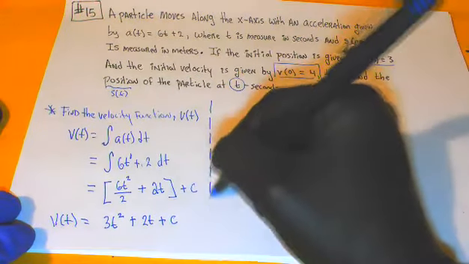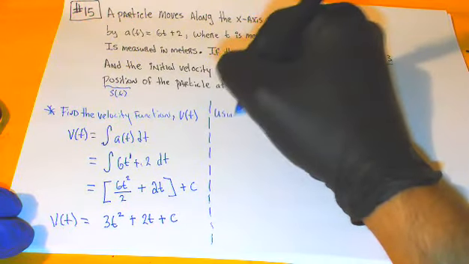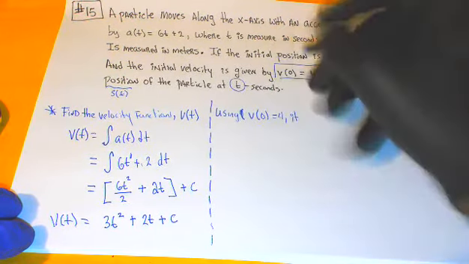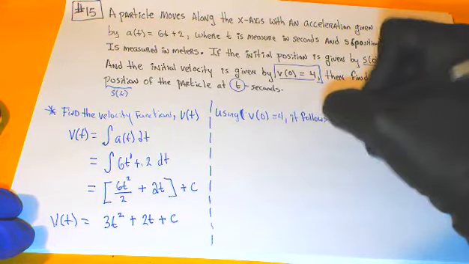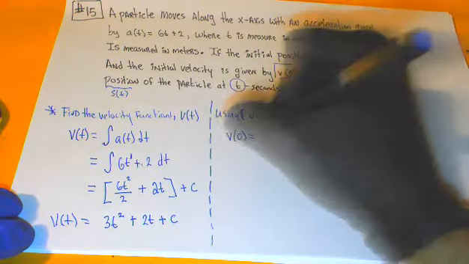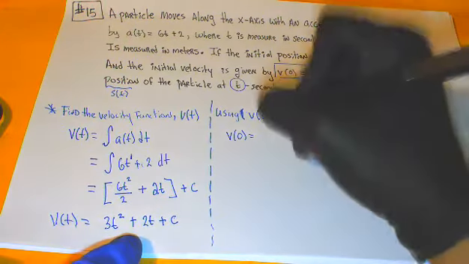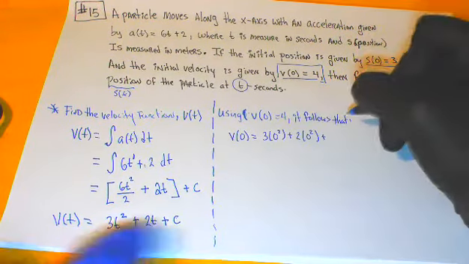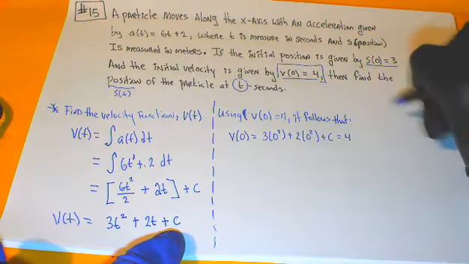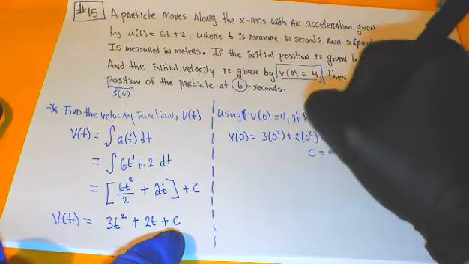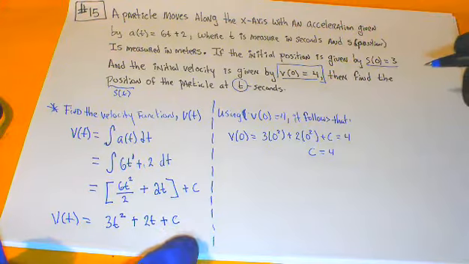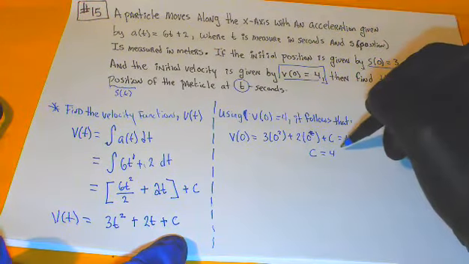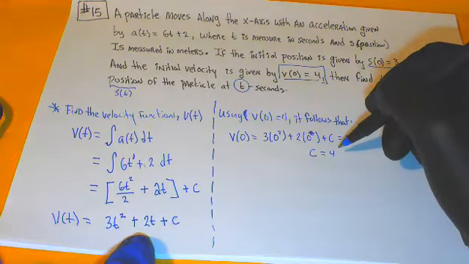Using v of 0 equals 4, it follows that v of 0 is going to equal, wherever I see a t, I replace it with 0. So we have 3 times 0 squared plus 2 times 0 plus c should equal 4. When I solve for c, we get that c is equal to 4, because 3 times 0 squared is 0 and 2 times 0 is 0. So you're left with c equal to 4. The specific velocity function we wanted is 3t squared plus 2t plus 4.